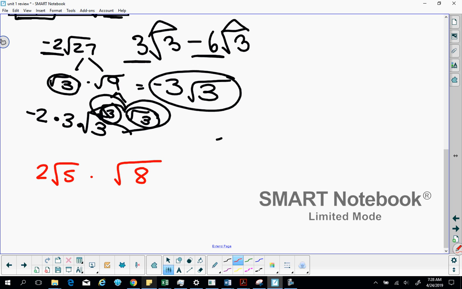When we multiply, all we do is multiply the outsides. What's the invisible coefficient right here? 1. So we do 2 times 1. What's 2 times 1? 2. Then we do 5 times 8. 40. So see, when we multiply, we can multiply the outsides and insides. And then we just simplify.